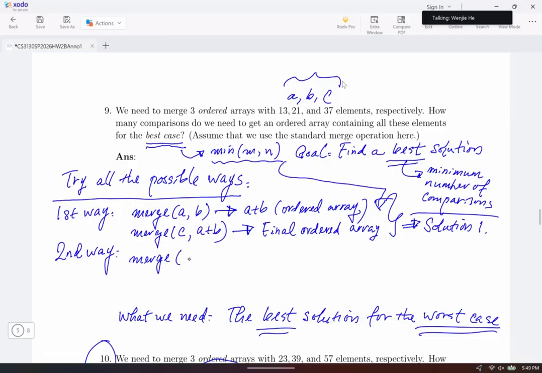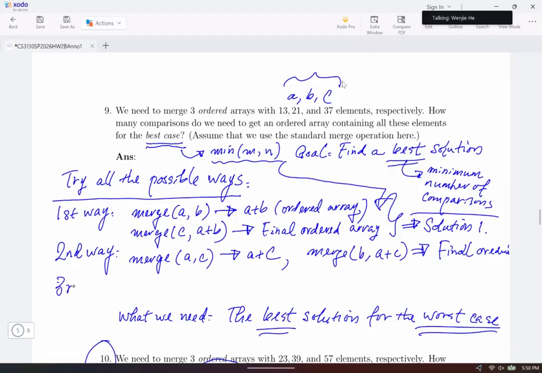How about you merge A and C first? So you get A plus C ordered array. Right? Yeah. After that, you need another merge step. Merge this time B and A plus C. Okay? Final ordered. All right? That's method 2.